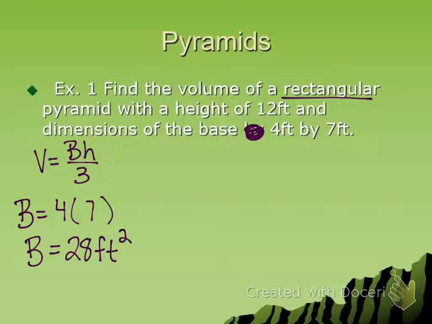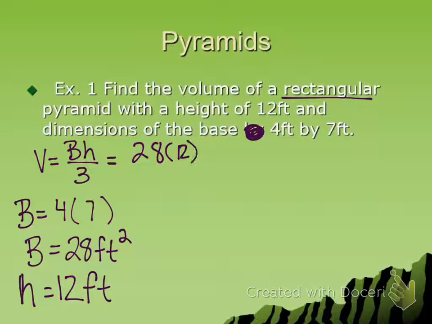Then we need lowercase h, the height of the pyramid itself. They told us that was 12 feet. So these are the numbers that I need to plug in to my volume formula. 28 times 12 over 3.